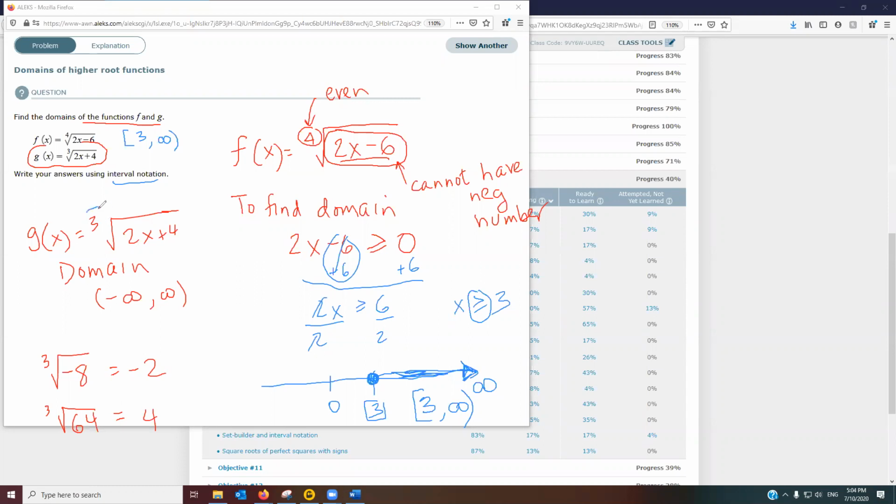So when this number out here is an odd number, like a 3 or a 5, the domain is always going to be negative infinity to positive infinity. When the number out here is even, like a 2 or a 4 or 6, take what's underneath the radical symbol and set it to be greater than or equal to 0 to find the domain.